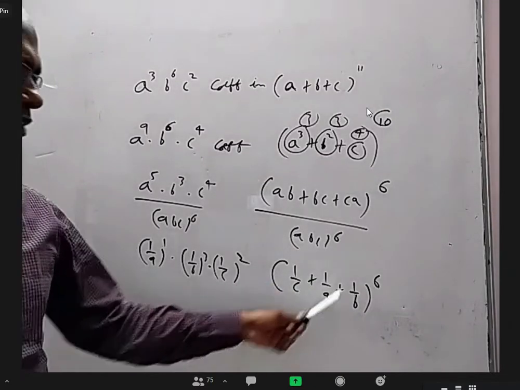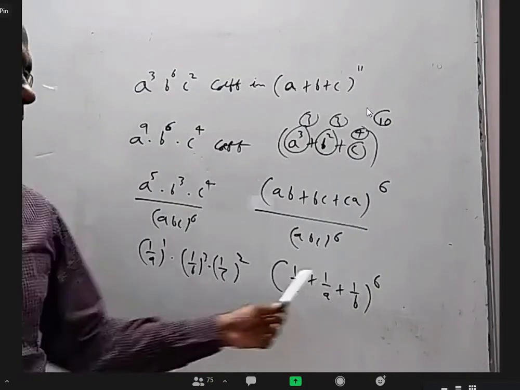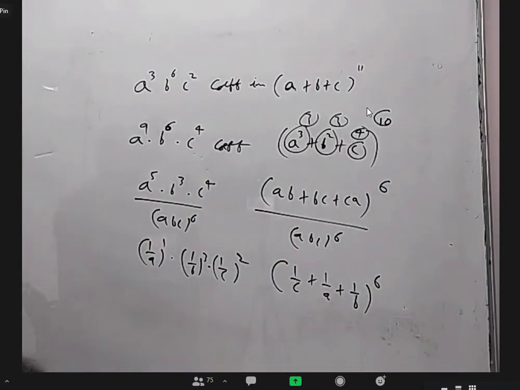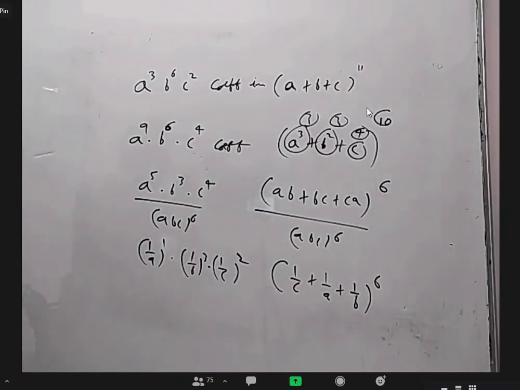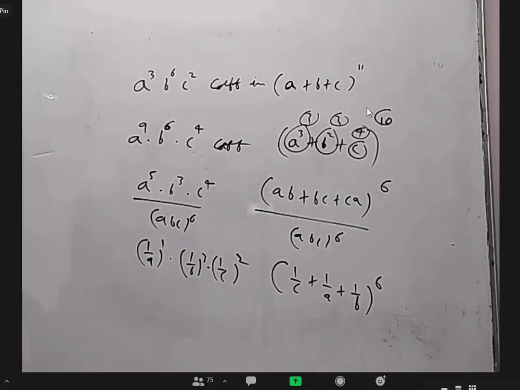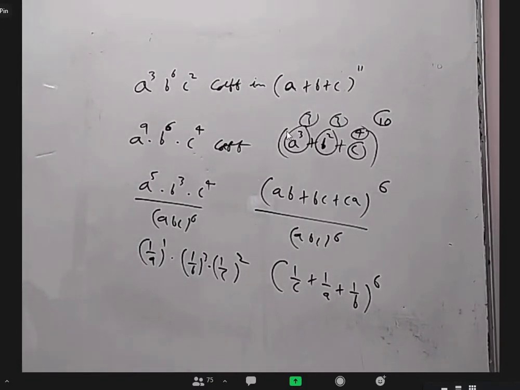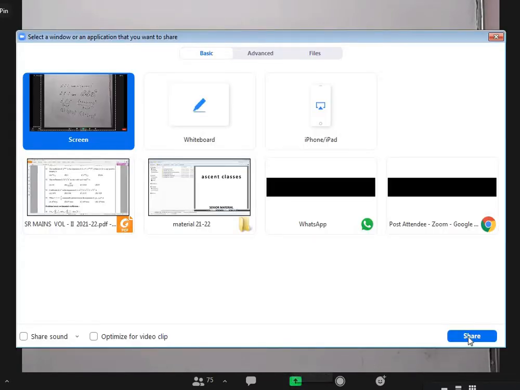You take 1 by A as x, 1 by B as y, 1 by C as z, it is x plus y plus z whole power 6. 6 factorial by 3 factorial into 2, yeah, 6 factorial by 2 factorial, 3 factorial, 1 factorial, right? Yes, sir. So you can do it either way, the two methods. Okay, now coming back to the question.